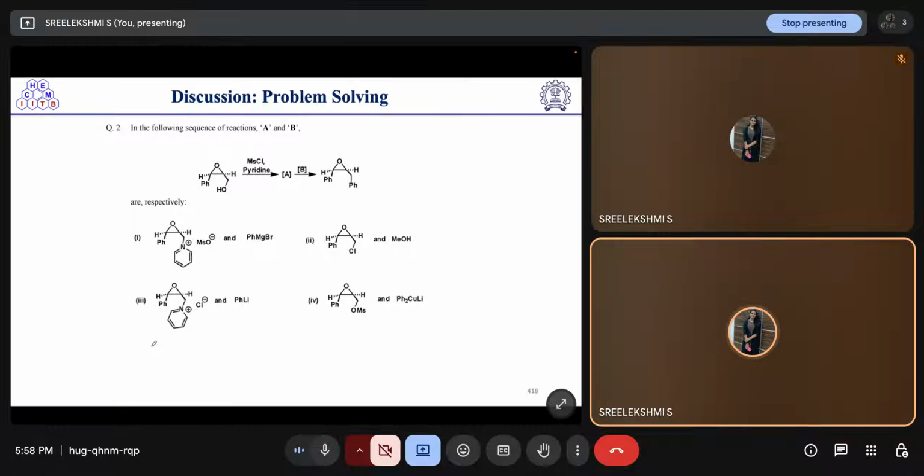Moving to the next question. In the following sequence of reactions, A and B are respectively. So here is this epoxy alcohol, which we are treating with this methanesulfonyl chloride and pyridine, which will give this A. Then upon this B condition, it is giving this product. So which will be the corresponding A and B?